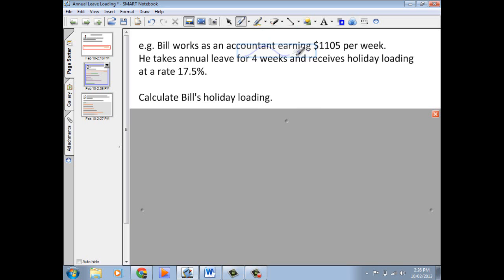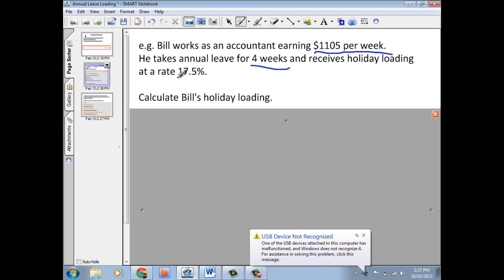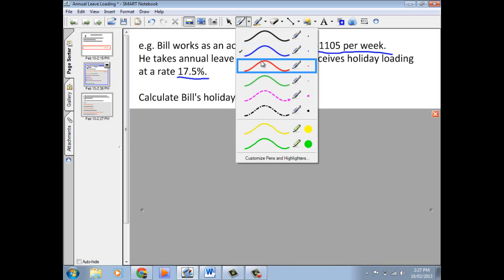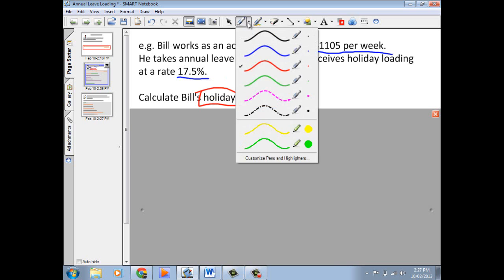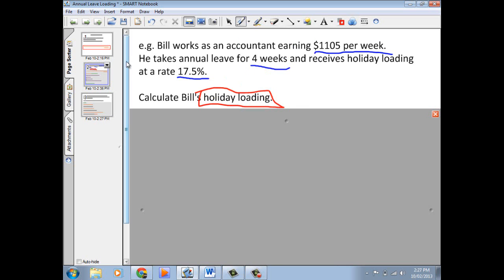So $1,105 per week. It's important that we notice that that's in weeks. He takes his annual leave for 4 weeks and he receives holiday loading at 17.5%. Now I'd also suggest that you highlight or mark in a different way exactly what you're supposed to be finding the answer to. So for this question, we want his holiday loading. Excuse the 3-year-old drawing there. Okay.